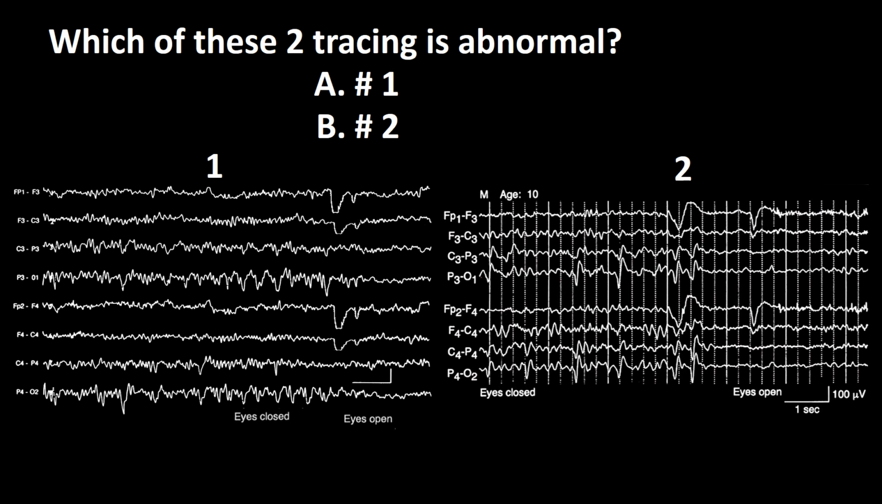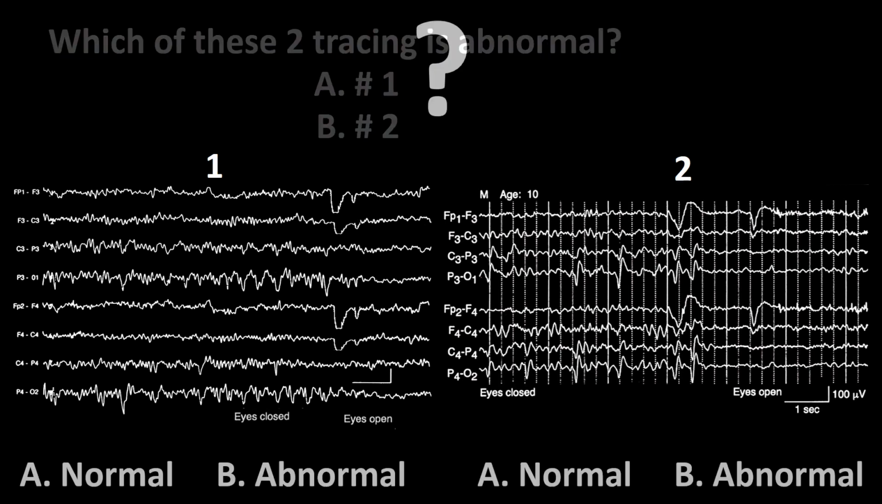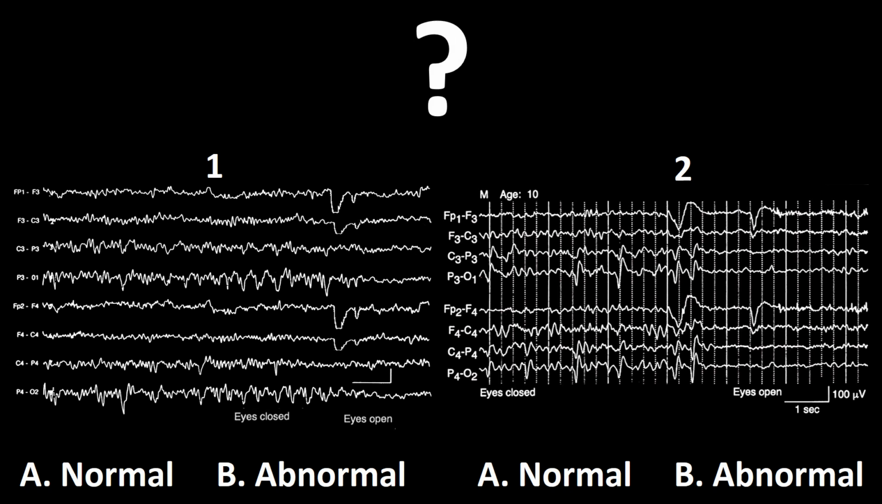Next question. Which of these two tracings is abnormal? A, tracing number 1, B, tracing number 2. This question can be initially simplified by asking yourself, is tracing 1 normal or abnormal, and is tracing 2 normal or abnormal.